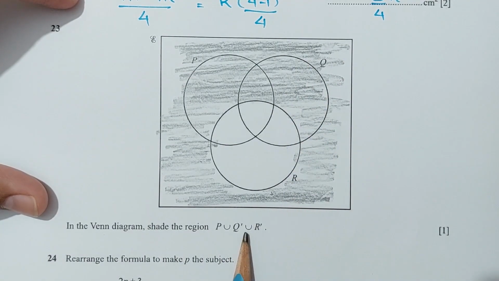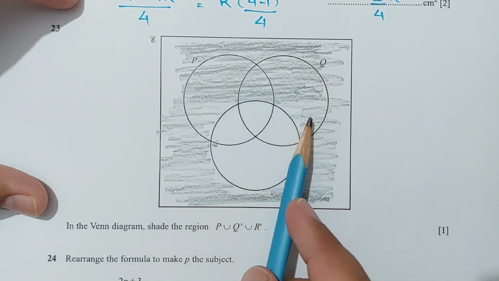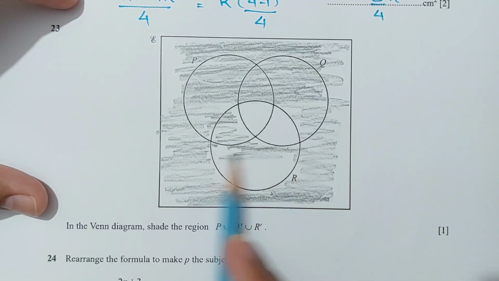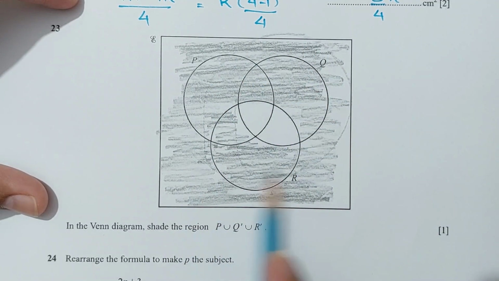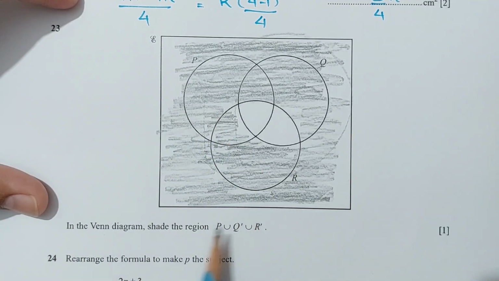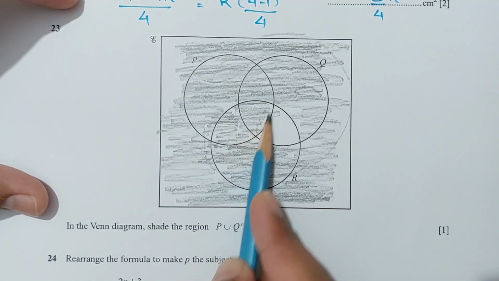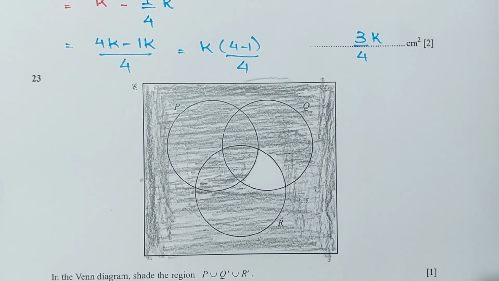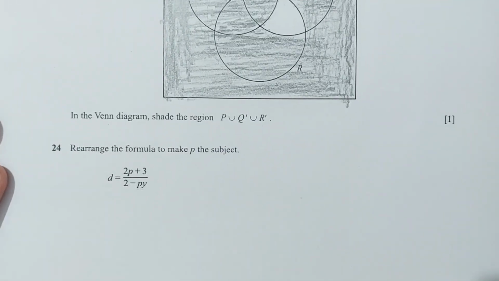Now take this whole thing union with Q complement, the region that is outside. This is Q, and outside of this set Q is this much, and now it's in union with P. The whole set P is shaded. Let me do a final touch. So here is the final result for the Venn diagram, question number 23.